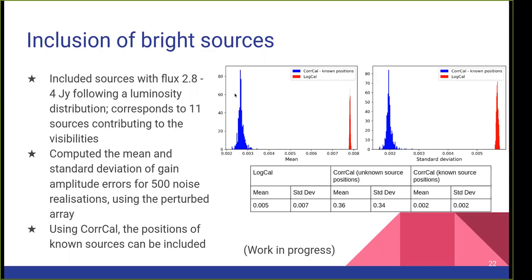If you don't know the locations of these bright sources, then CorrCal doesn't do very well. The reason for that is the visibility covariance that you compute is computed using the dim sources. The bright sources obviously overpower the dim sources in the visibilities. So if you give CorrCal information about the perturbed array, but don't provide information on the source positions, it just doesn't work very well. But it's still work in progress, and I still need to do a lot more work on this.